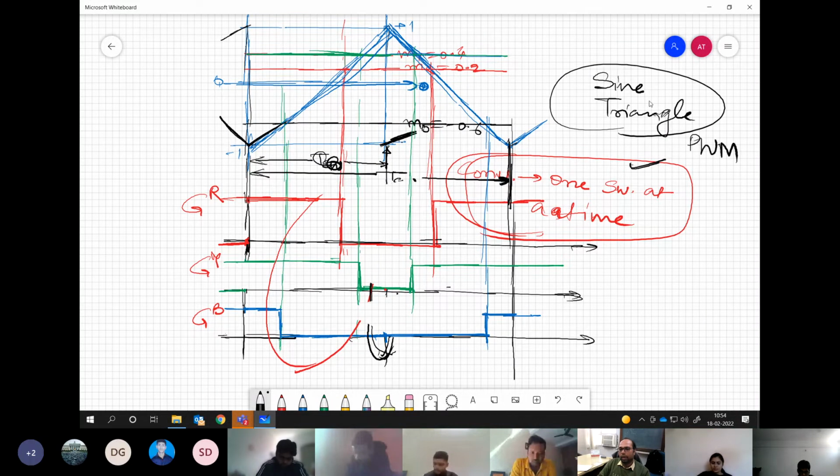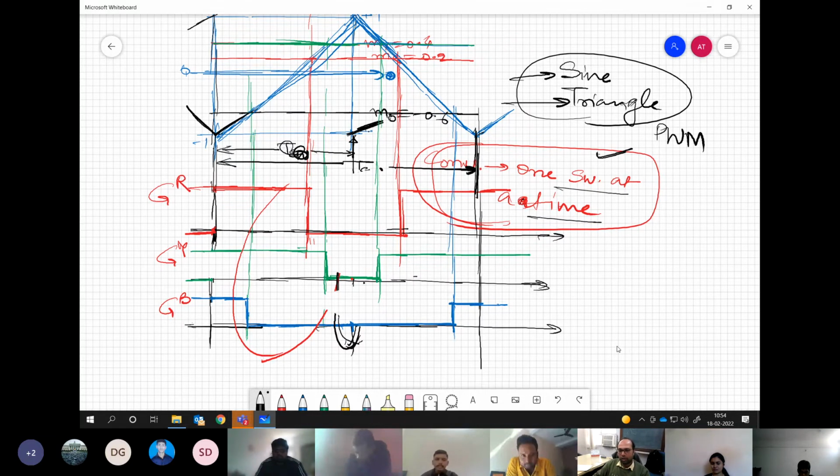PWM. So we have sinusoidal modulating signals getting compared against the triangular carrier. That's why the name comes, sine triangle. And this is the reason behind this. We want to have one switching at a time for the converter. Fine.